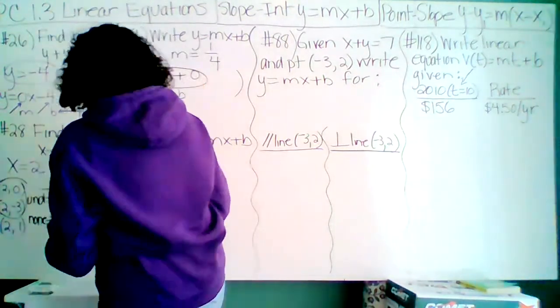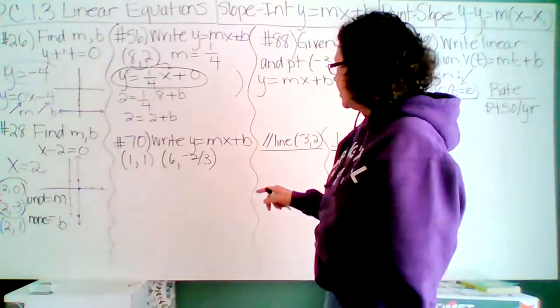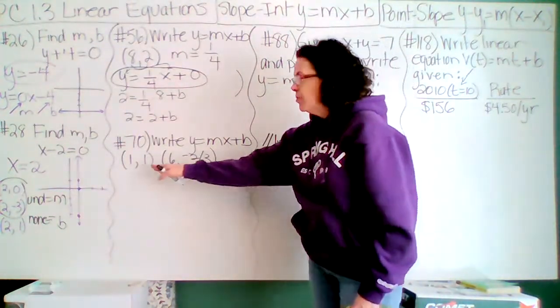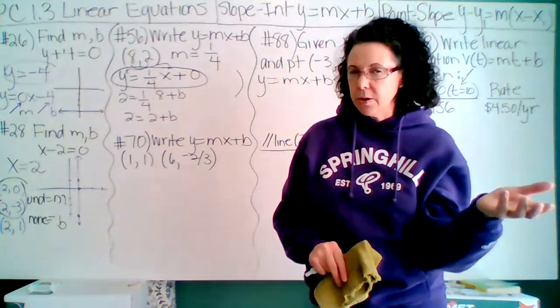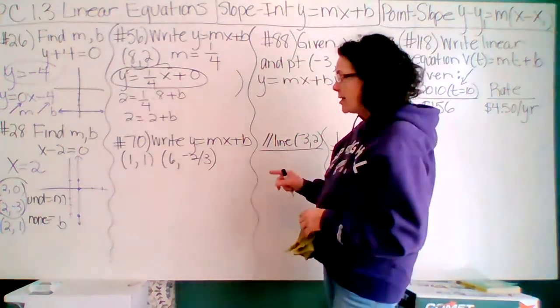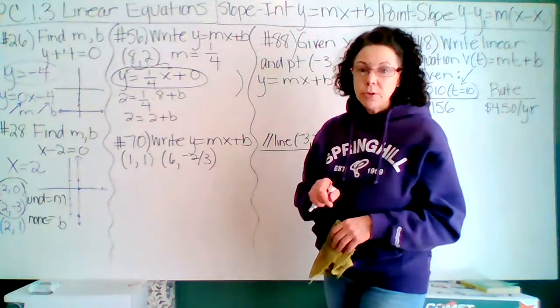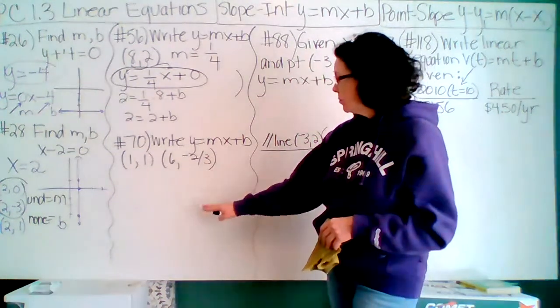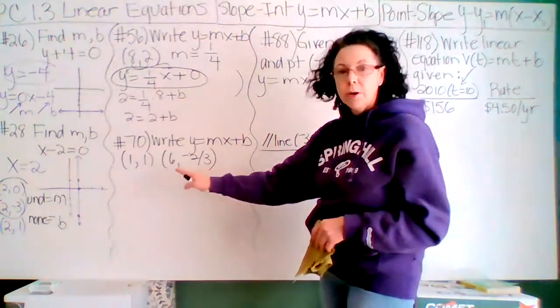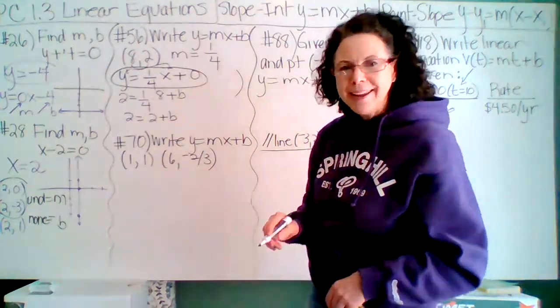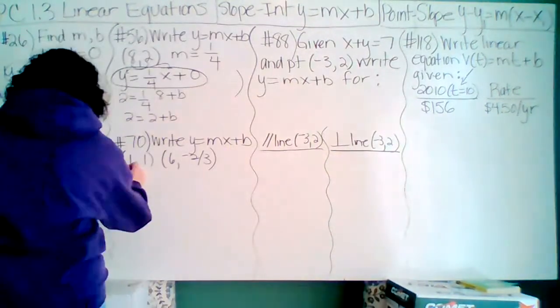Okay. Number 70. Write slope intercept form when you've been given these 2 points. Okay. Notice neither one is a y-intercept. Okay. Notice they didn't give me the slope, but I know the slope formula. So we're going to get the slope first, put it right here. And then we're going to use the point slope form and rewrite it. Okay, you with me? Let's take a look.